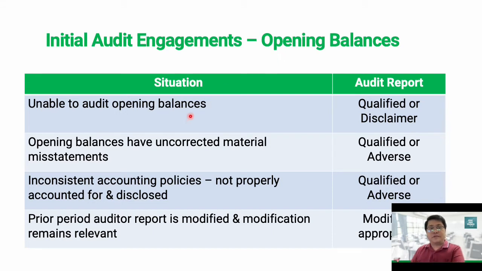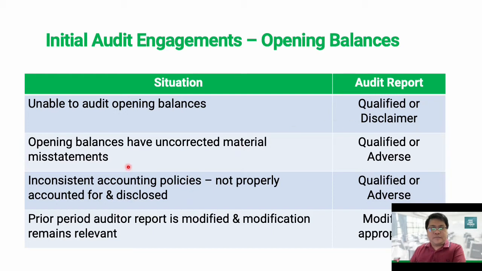If we are unable to audit opening balances, meaning we are not able to obtain sufficient and appropriate evidence about the opening balances of our client, then that is equivalent to a scope limitation, an inability to obtain evidence. So we will issue a qualified opinion or a disclaimer of opinion, depending on the pervasiveness of the matter involved.